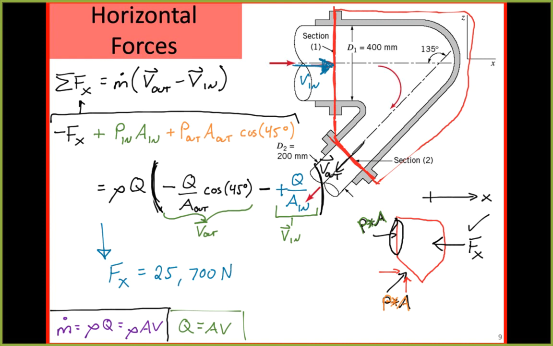So by forcing this amount of water to go through this fitting, you are generating this force, about 26,000 newtons. And because it comes out as positive, it means we got the direction right. So it is 26,000 newtons in this direction that you have to hold on to this with.